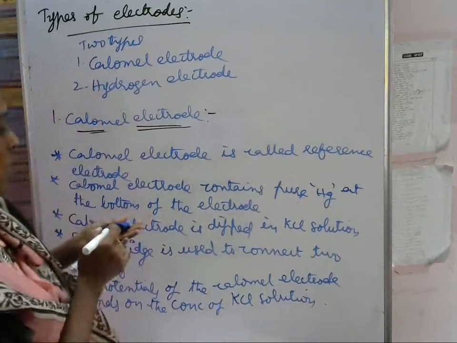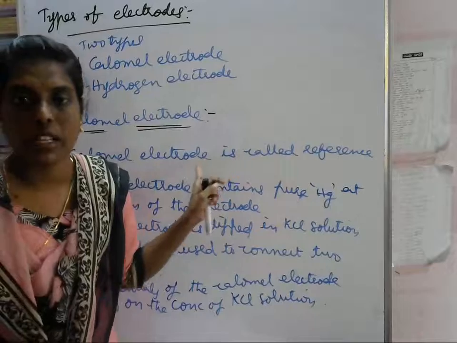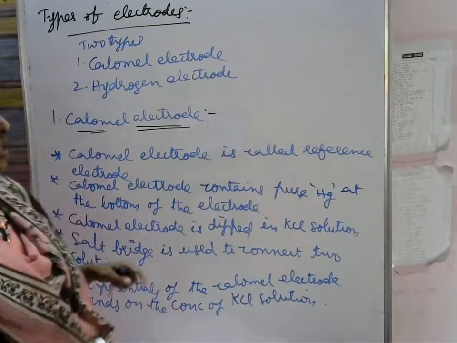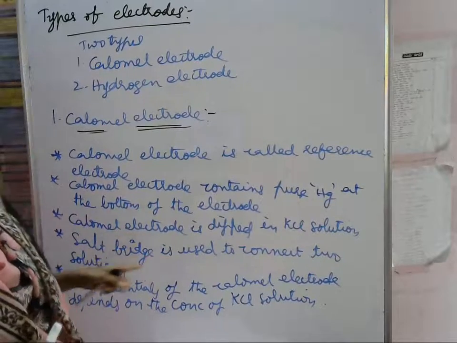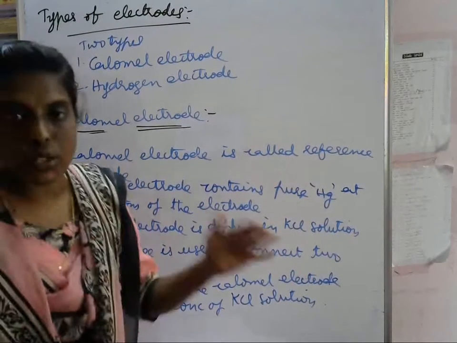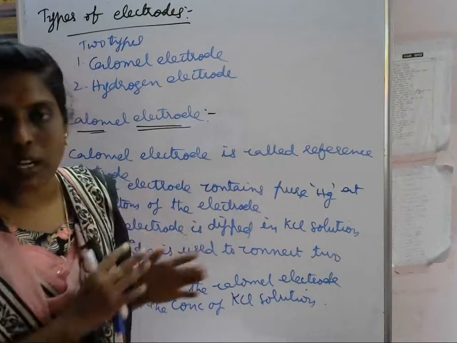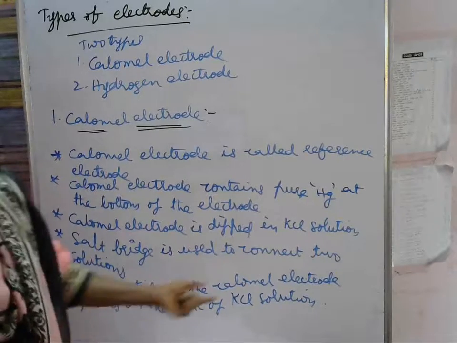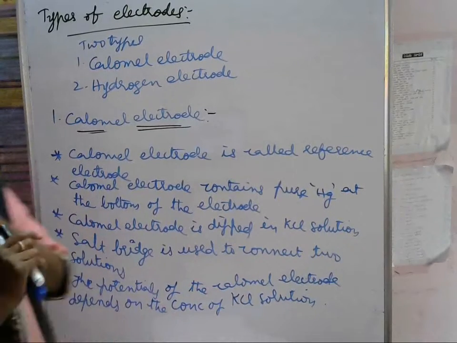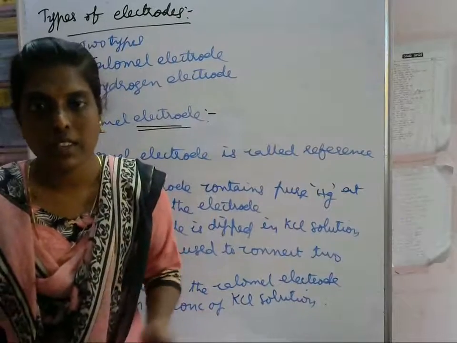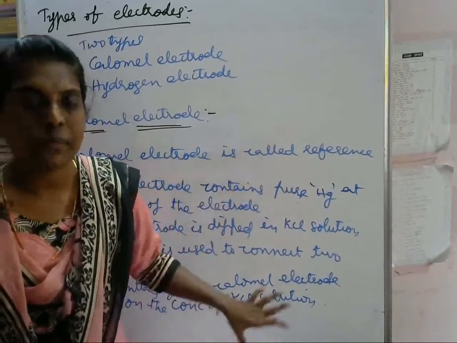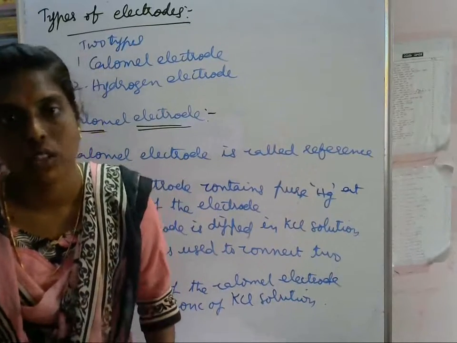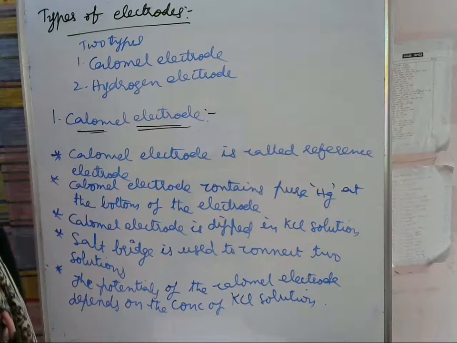Okay, so this is called a reference electrode, and it contains pure Hg at the bottom of the calomel electrode, and it is dipped in KCl solution. Here the salt bridge is used to connect the two solutions in the two beakers, right? So the potential of the calomel electrode mainly depends on the concentration of the KCl solution. Okay, so this is about the calomel electrode. We are using saturated KCl solution in the calomel electrode.